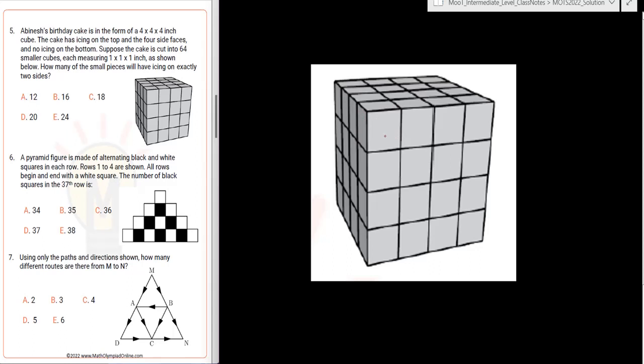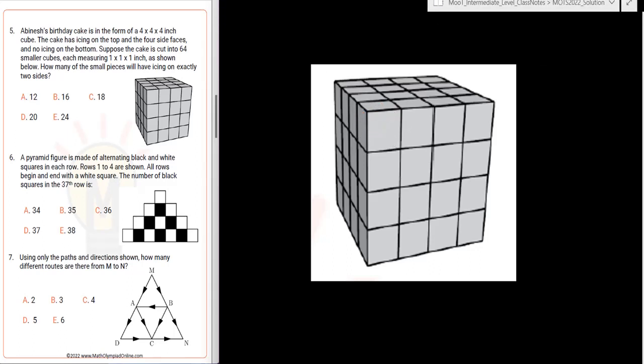Now, it is just a logical question. You have to identify those pieces that will have icing on exactly two sides. For example, if you take this corner piece, it's going to have icing on this side, on this side, and on the top. So it has icing on three sides. So this is not one of the pieces that we are looking for. So let's not count this.